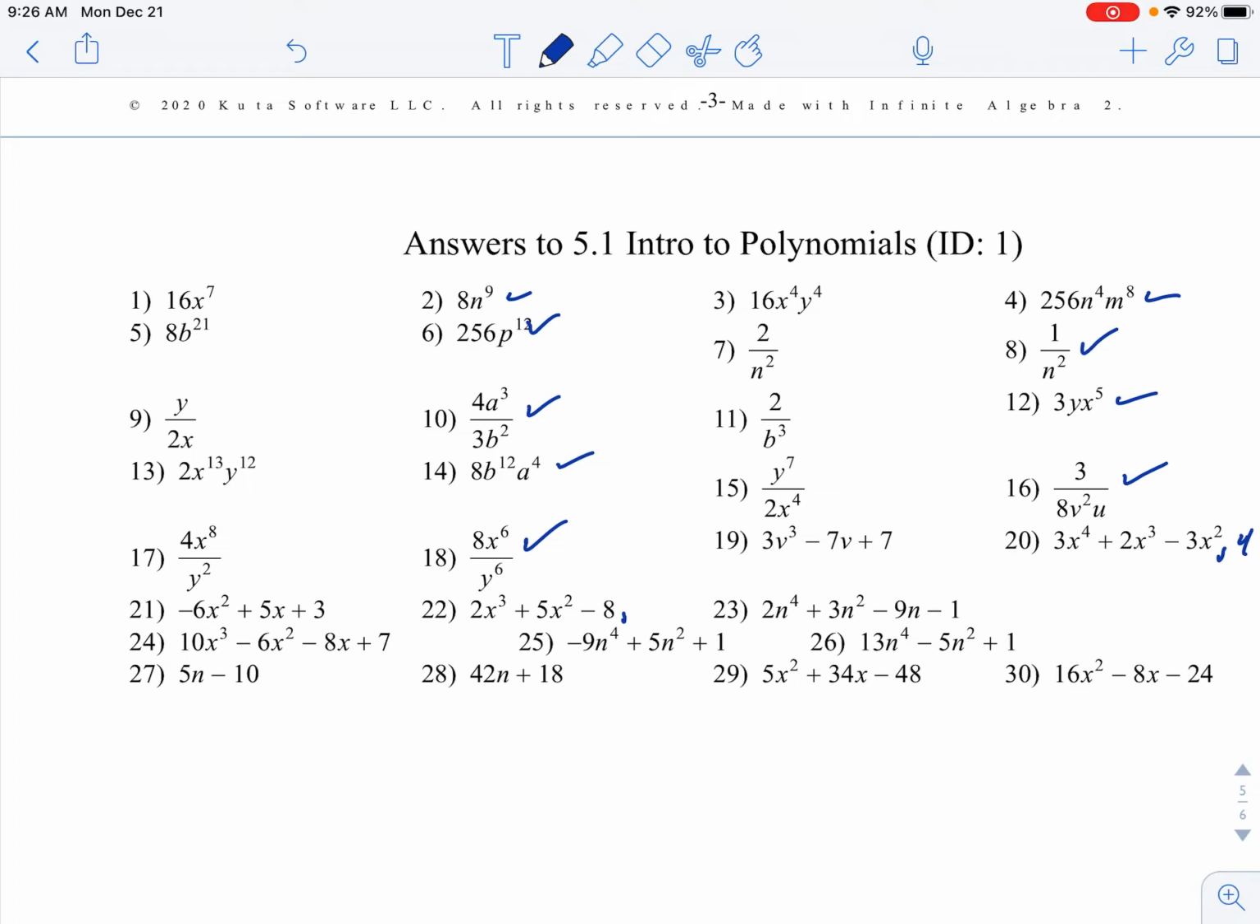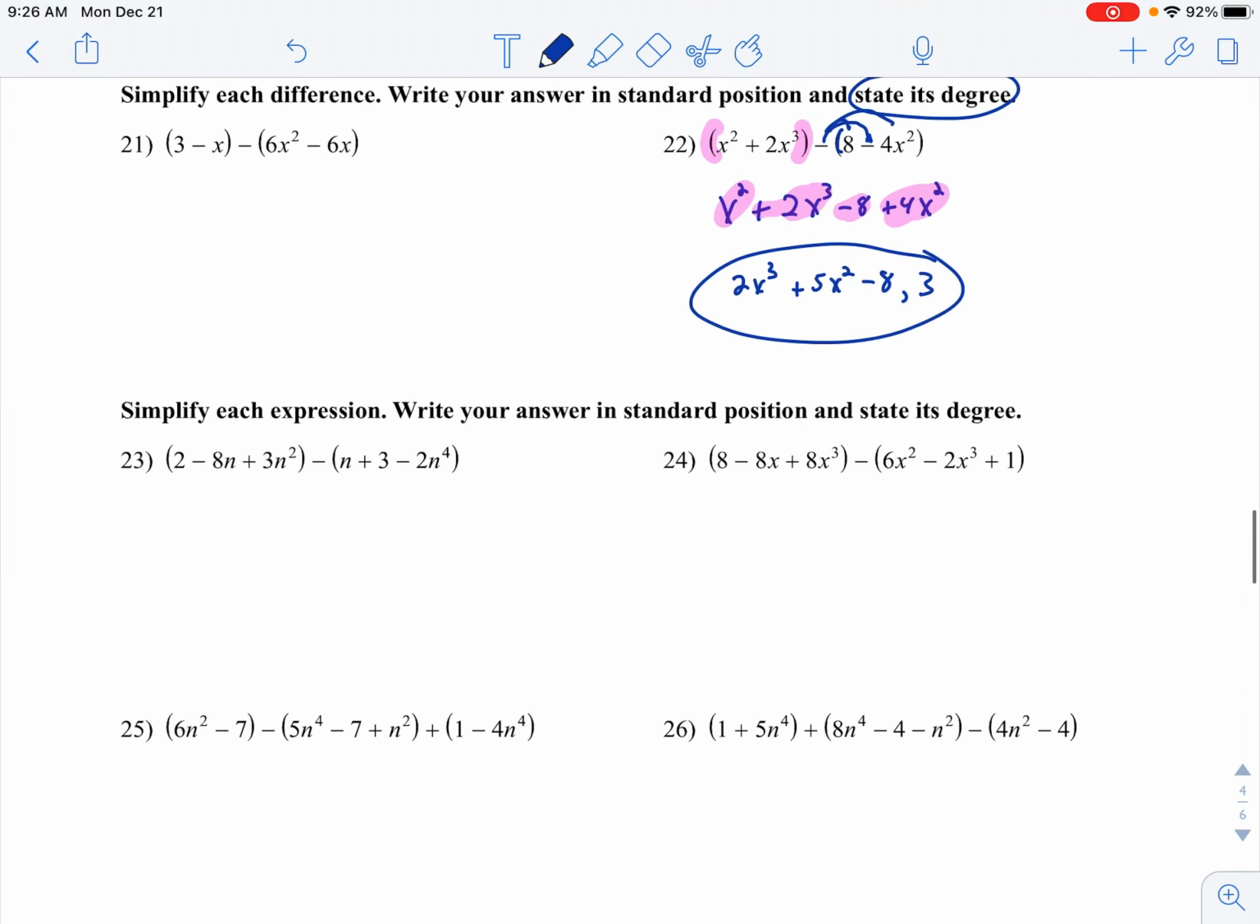Boy, I sure hope I remember to finish the answer key before I save this and post it.